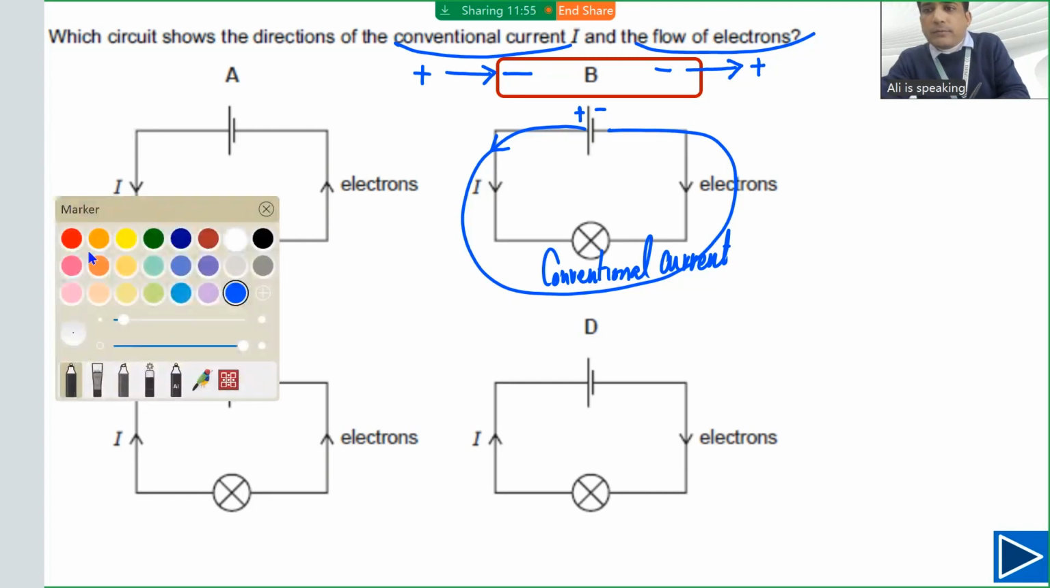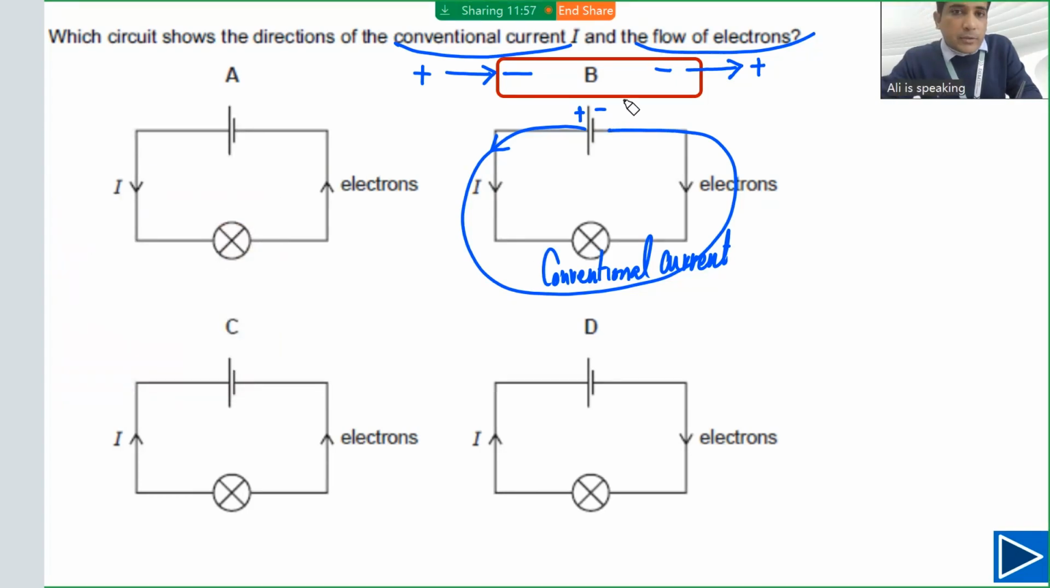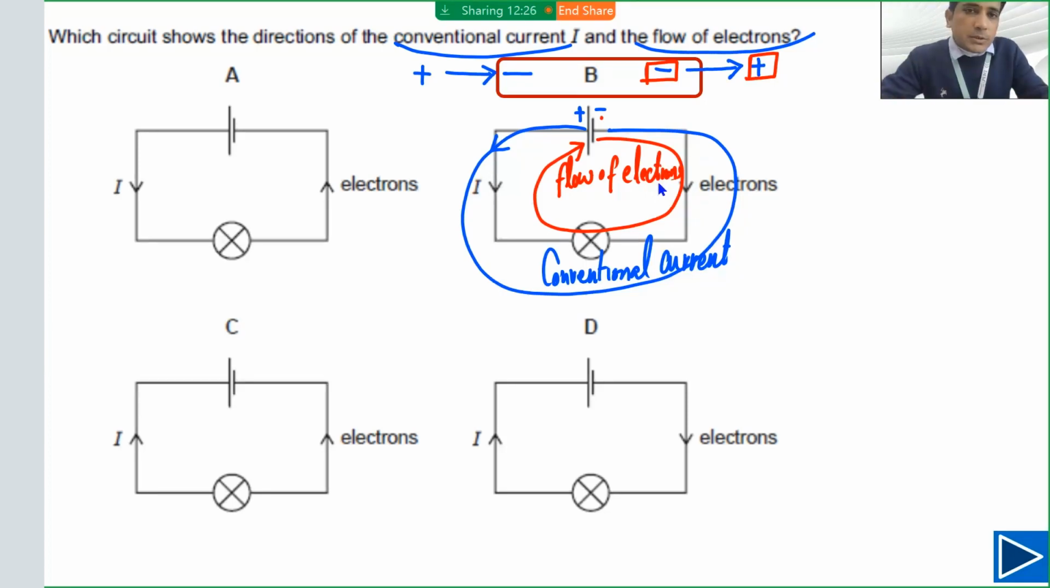Now the second thing we need to understand is flow of electrons. Electrons flow from negative to positive, meaning from the negative terminal of the cell to the positive terminal of the cell. So electrons will flow in this direction. So I will draw inside this one. So this is how electrons flow from negative to positive. So this is flow of electrons. You need to understand about conventional current, and also you need to understand about flow of electrons.